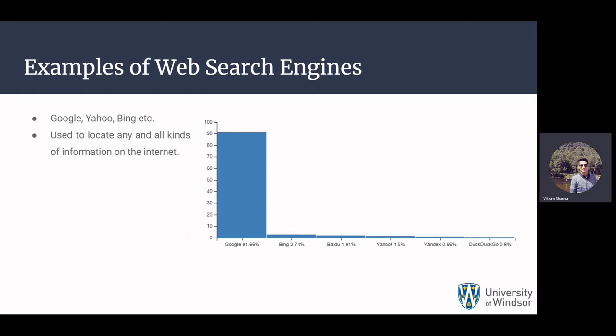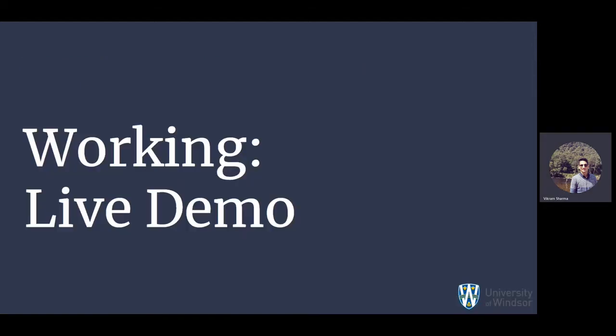Some of the examples of web search engines that we use daily are Google, Yahoo, Bing, etc. In the graph, we can see that Google is the most popular among the various web search engines. Now, I will be explaining the working of the project with the help of a live demo.